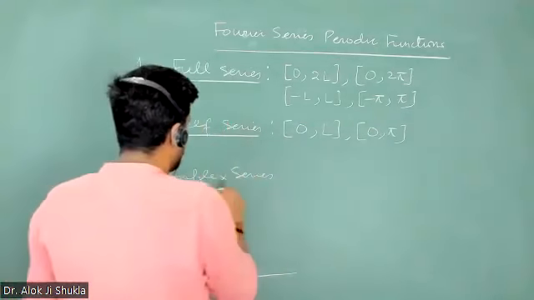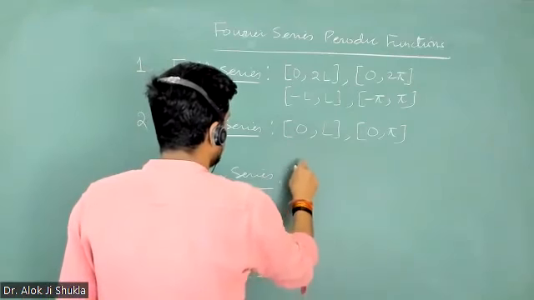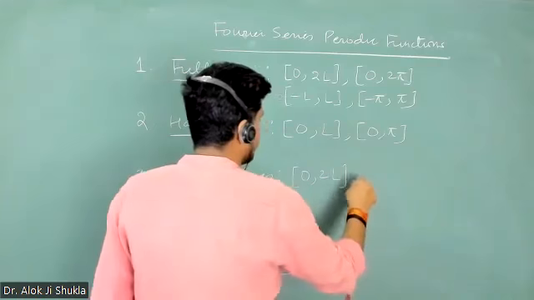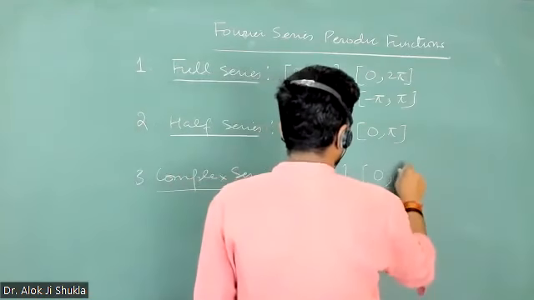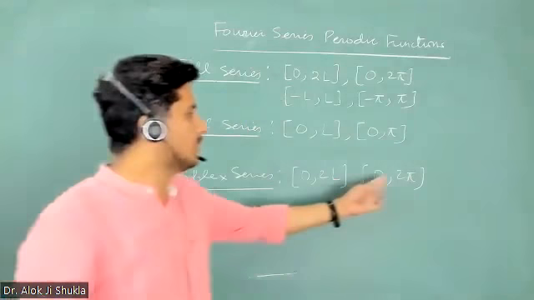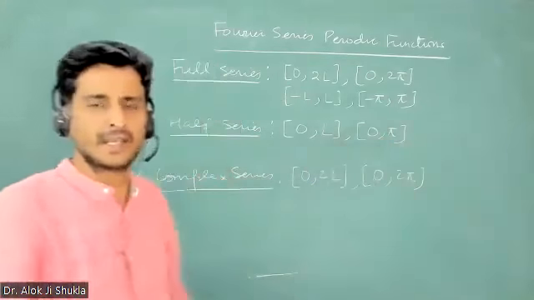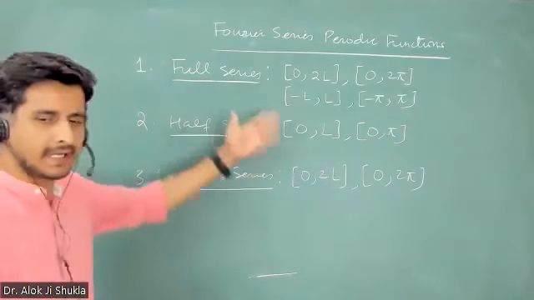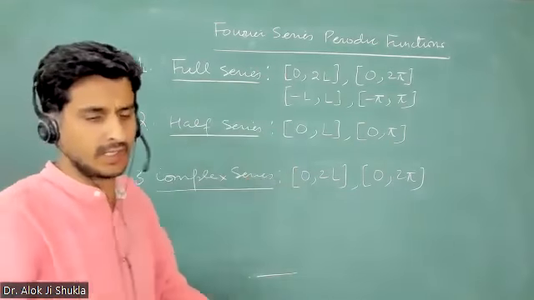And the third one is complex series. This may be from 0 to 2L, or this may be from 0 to 2 pi. If L becomes equal to pi, so pi is just a special case. Pi सिर्फ क्या है? Special case है. तो हम लोग एक एक करके इस तरीके से समझना शुरू करेंगे.